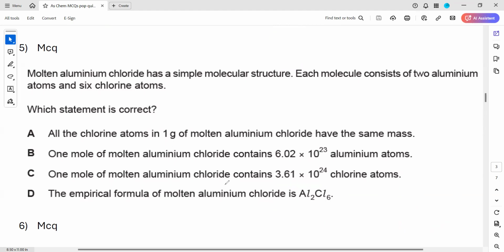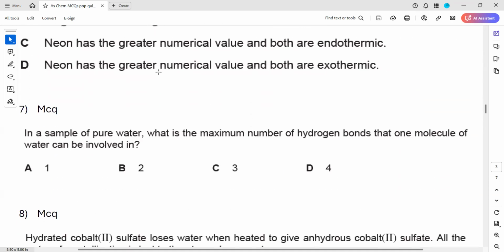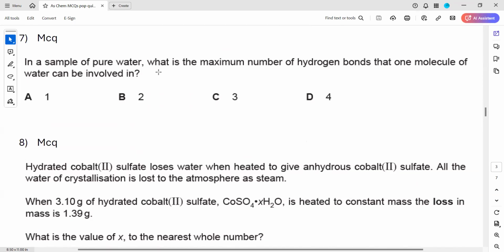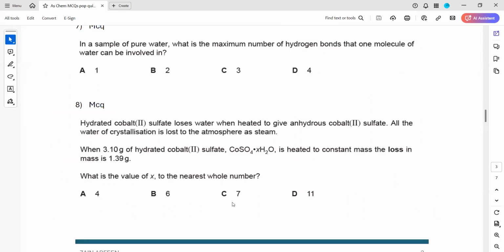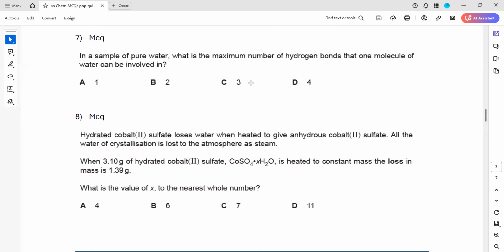Question 7. In a sample of pure water, what is the maximum number of hydrogen bonds that one molecule of water can form? So, how to identify this? You have to draw the structure of water.